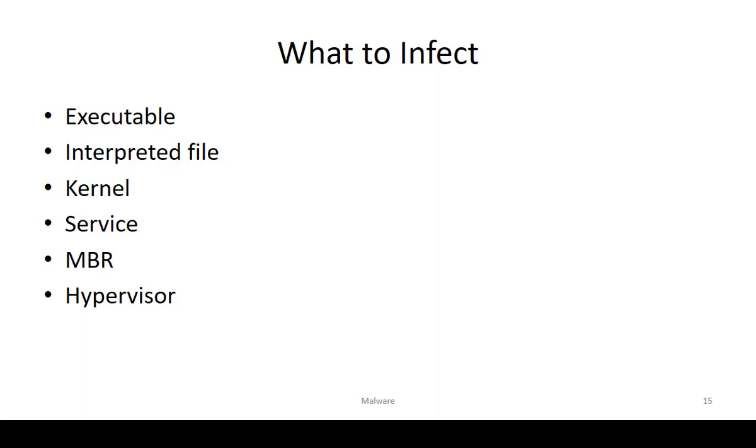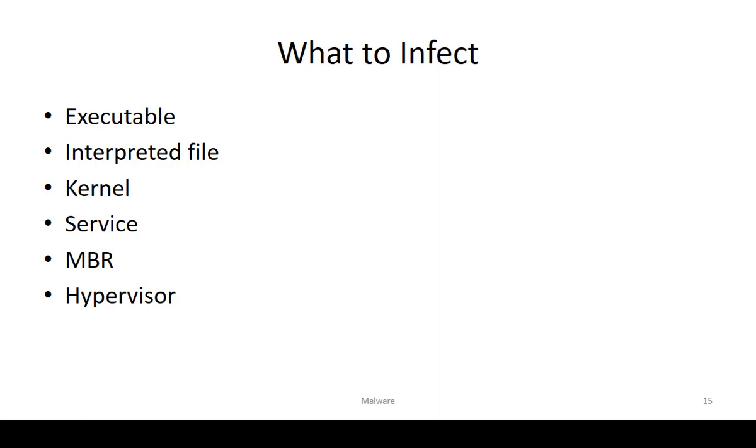When we have interpreted files, the malware can be put into some auto start file or a macro or even within a document. That's one of the vectors used now for passing around ransomware, basically interpreted files. In the case where the kernel is infected, the kernel can be infected via a kernel patch or a loadable kernel module, or even from kernel memory patching.